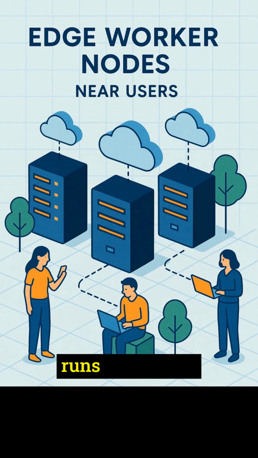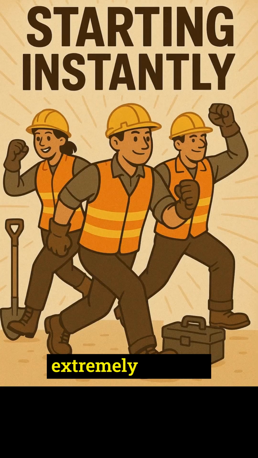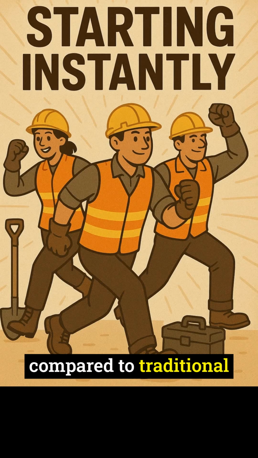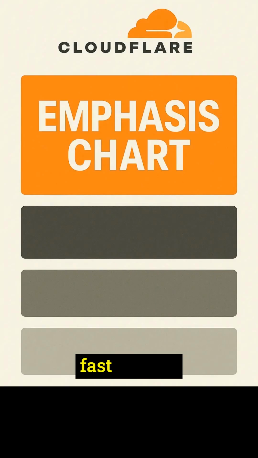Cloudflare serverless runs at the edge on many points of presence for low latency. Workers start extremely quickly with minimal cold start overhead compared to traditional functions. Edge serverless targets proximity to users, reducing network hops and improving response times. Cloudflare emphasizes fast startup and deterministic CPU and memory usage per request limits.